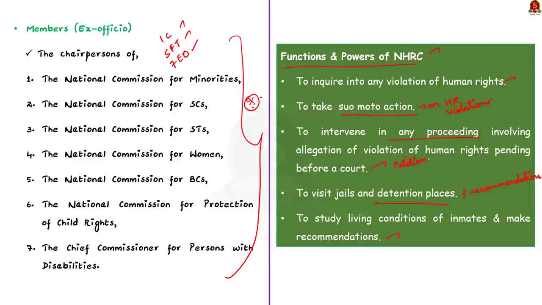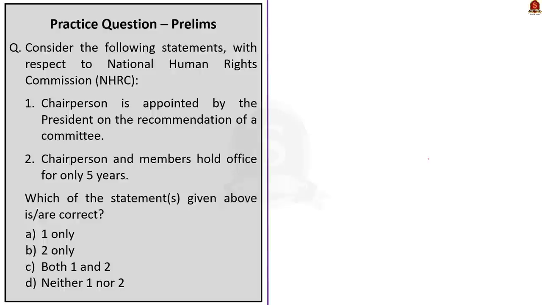And that's all regarding this discussion. Through this discussion, we came to know about National Human Rights Commission, its purpose, then its composition, and finally about some important functions and powers of National Human Rights Commission. With these key points in mind, now let's move on to the next news article discussion.